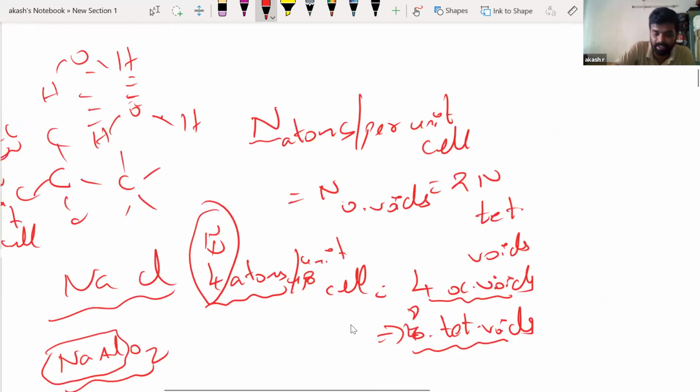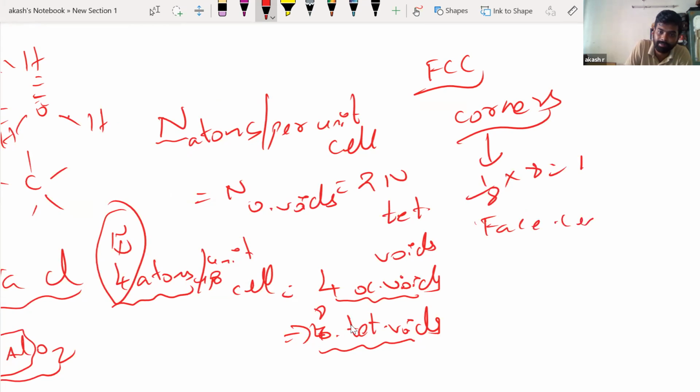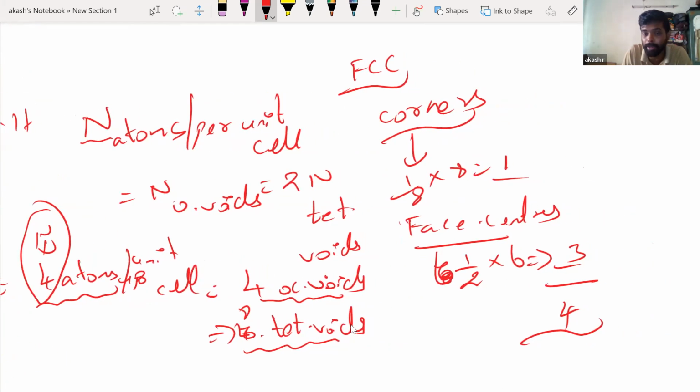Now, I know in FCC, all the 8 corners have a contribution of 1 by 8 and I have 8 corners, so I have 1. And also the face centers, I have 6. The contribution of each face is 1 by 2 and I have 6 faces, so this will become 3. So 3 plus 1 will become 4. So I have 4 atoms per unit cell in FCC unit cell.